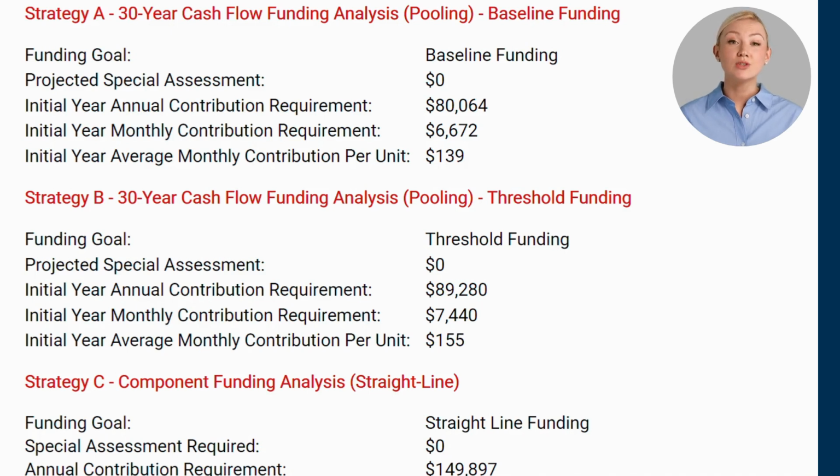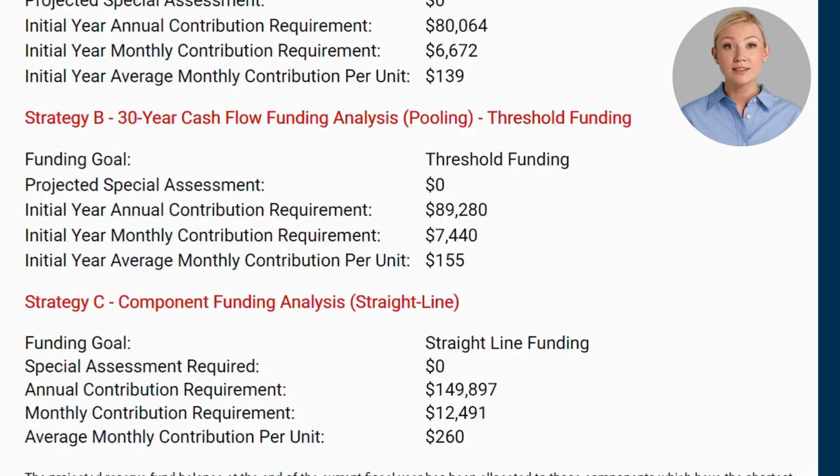Like the baseline approach, this pooling method maintains positive cash flow over the 30-year period. However, it also requires that the year-end reserve balance never falls below a specified dollar amount or percentage, known as the threshold. This added safeguard provides a greater margin for error, and the threshold level can be adjusted at the client's request. Threshold funding is also the strategy we typically recommend.